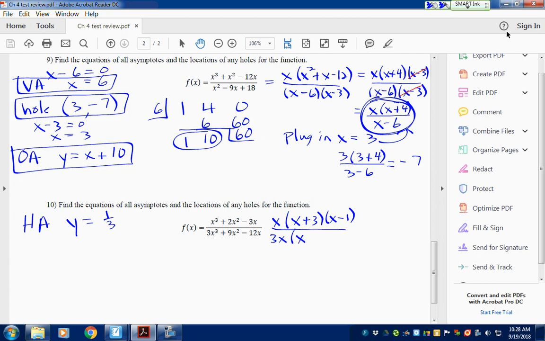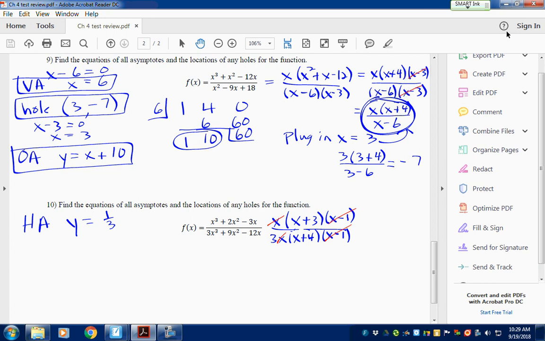I might need to write that down. x squared plus 3x minus 4. How does that factor? It's x plus 4 times x minus 1, okay, which is not a surprise. So x plus 4 and x minus 1. So we do have some things that cancel. We have an x that cancels. We have an x minus 1 that cancels.